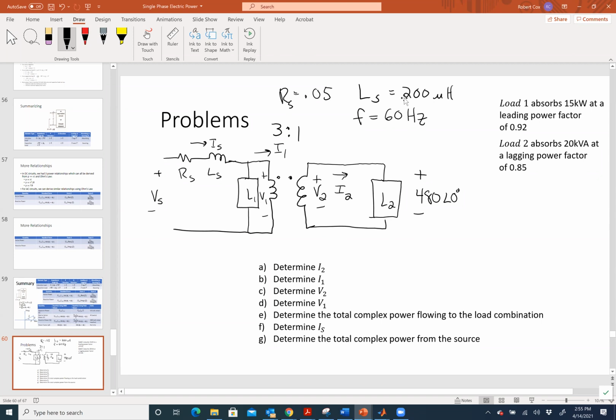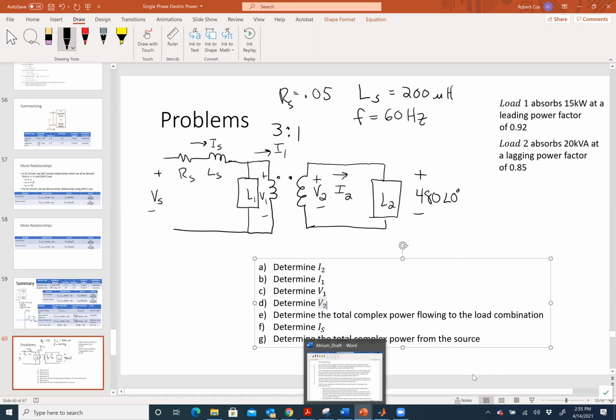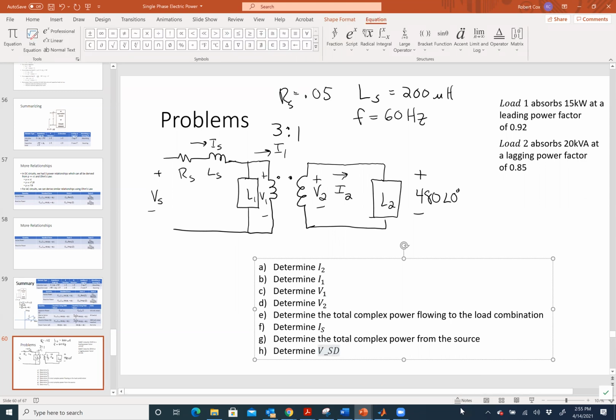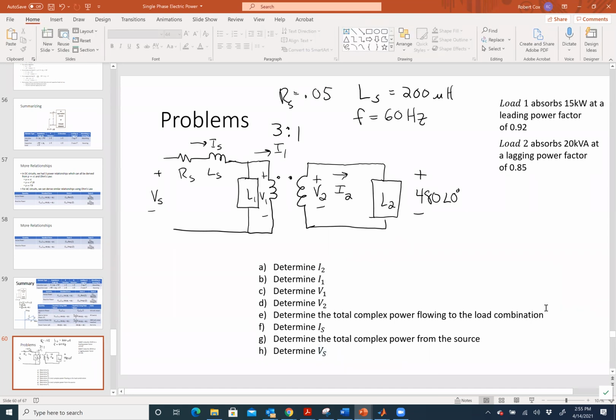Okay. All right, so there we have it. That's my whole setup. So I have a bunch of things that I want to figure out. I want to figure out all these values here. Let me do them in a slightly different order. V1, V2, complex power from the source, and I also want to determine V sub S, like that. All right, so we got a couple of things that we need to figure out. So we're going to go through that process.